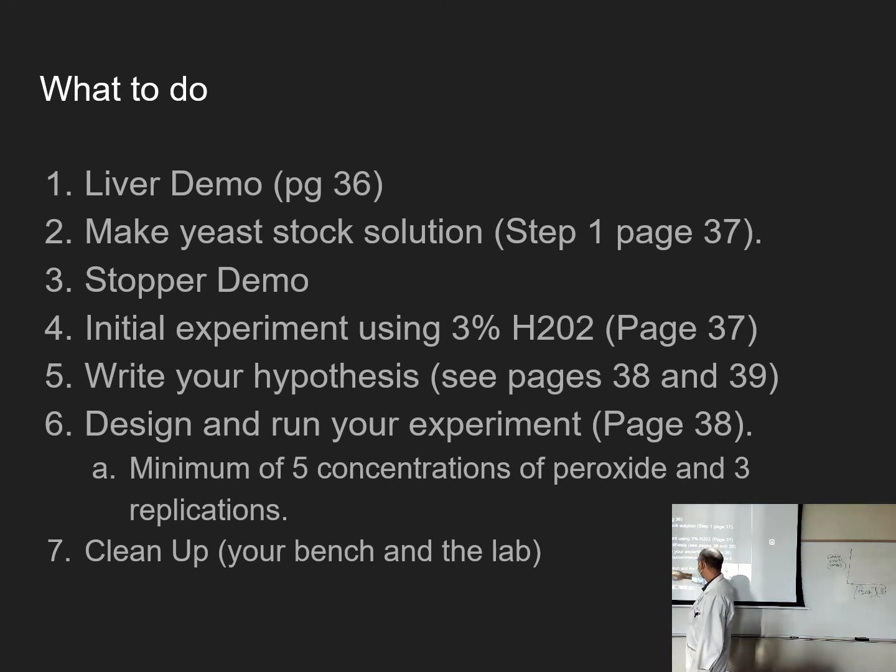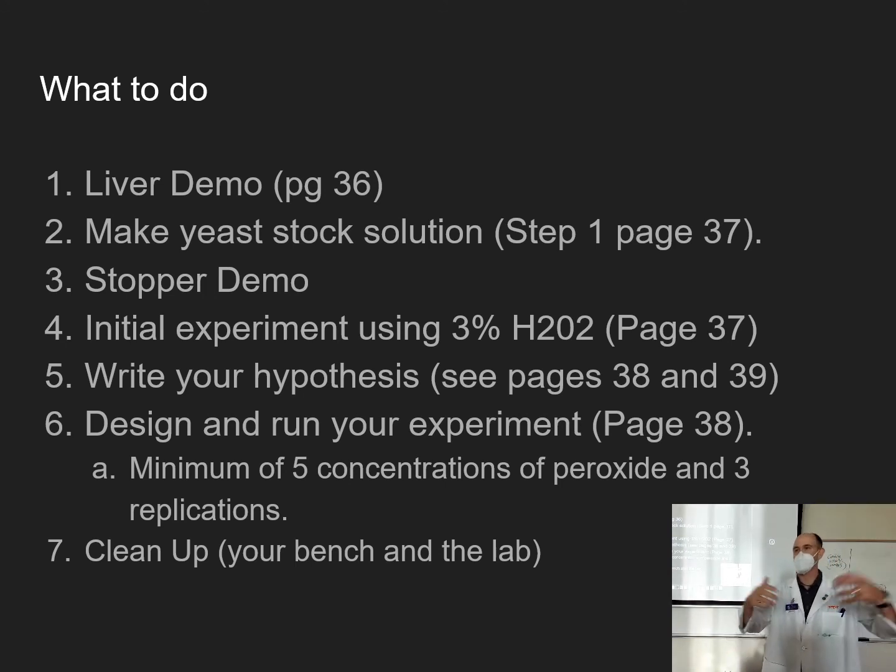Then you'll work on your hypothesis and design and run your experiment. We're going to do a minimum, and I don't expect you to go over that today, of 5 concentrations of peroxide and 3 replications. So each one you're going to do 3 times. And I'm going to show you what that data table needs to look like so you know how to keep track of your numbers. We're not collecting class data today. You're going to use your table's data, okay?